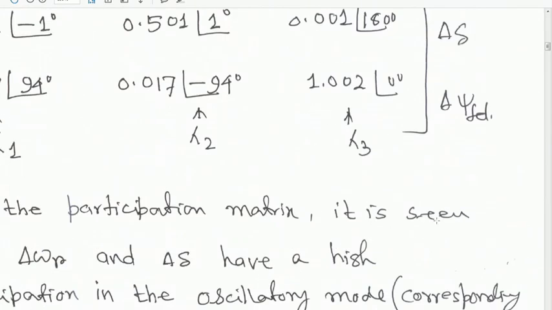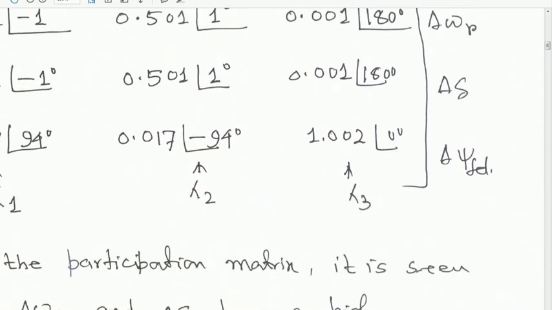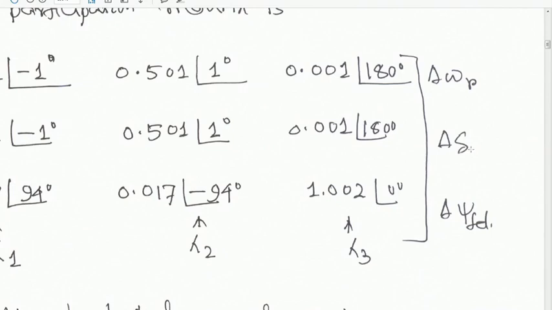From the participation matrix, it is seen that delta omega r and delta delta have a high participation in the oscillatory mode corresponding to lambda 1, lambda 2. I mean, this is delta omega, this is delta delta.